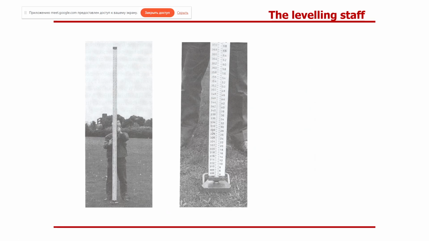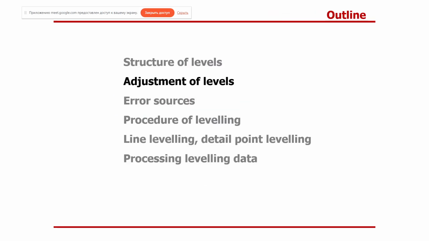Here you can see a precise leveling rod. We put it on a foot. This means that the rod can stand still, and the measurement of the heights will be precise and will have good quality.